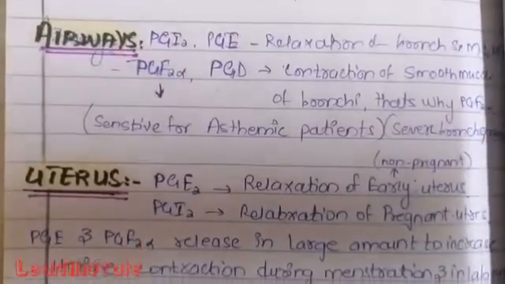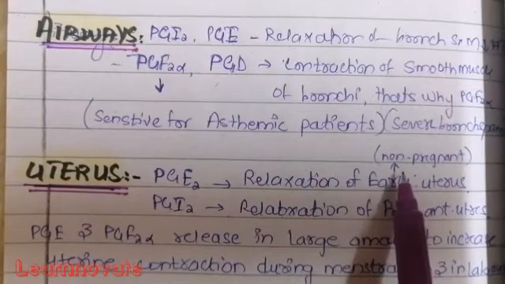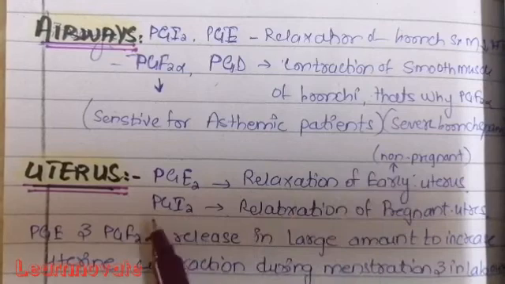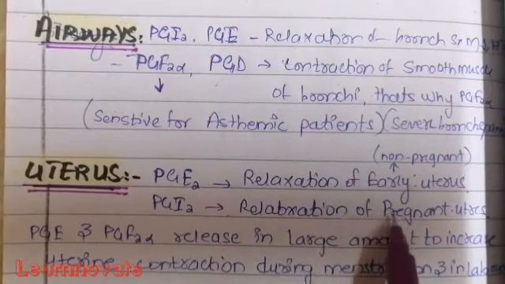The third organ affected is the uterus. Prostaglandin E2, as a mnemonic, is going to cause relaxation of the early uterus. And what is the early uterus? It is a non-pregnant uterus. While prostaglandin I2 is going to cause the contraction of a pregnant uterus.